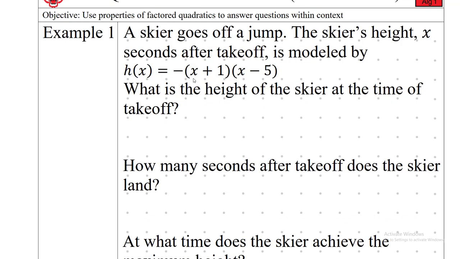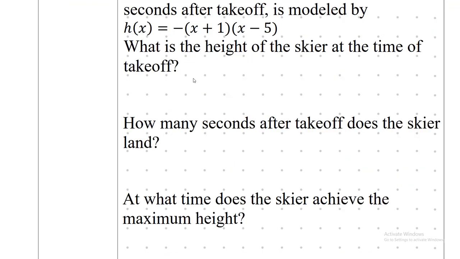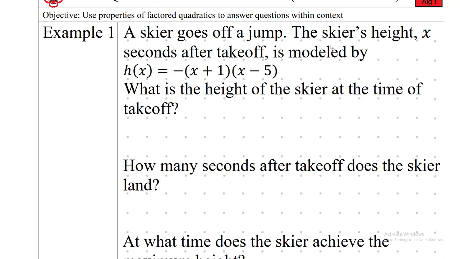All right, so example 1. We have a skier going off a jump. The skier's height x seconds after takeoff is modeled by this function h of x. All right, so we're answering all of these questions about this one function. Here we go. What is the height of the skier at the time of takeoff?